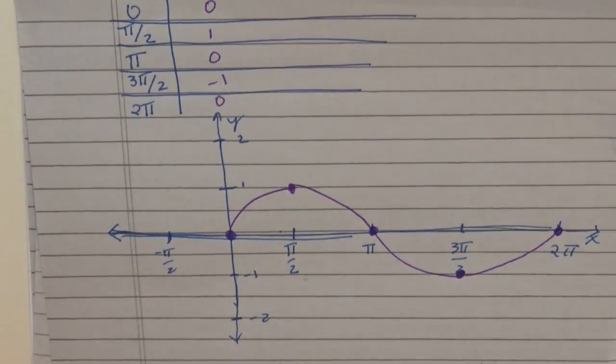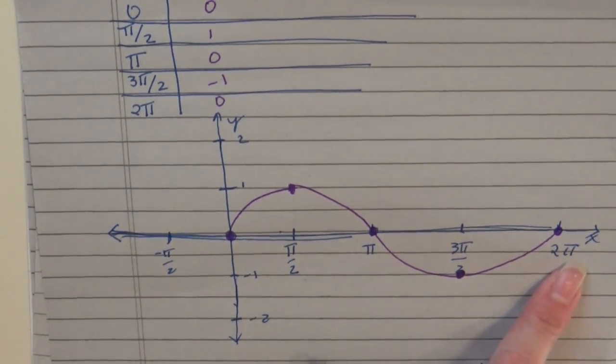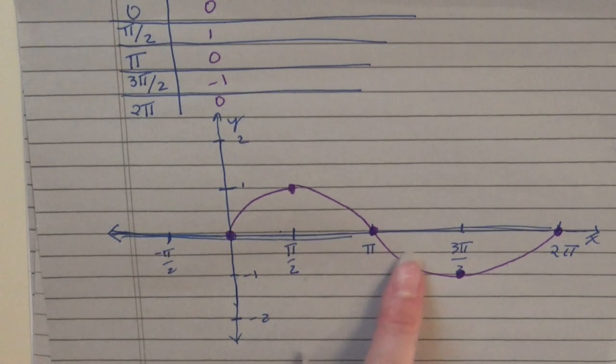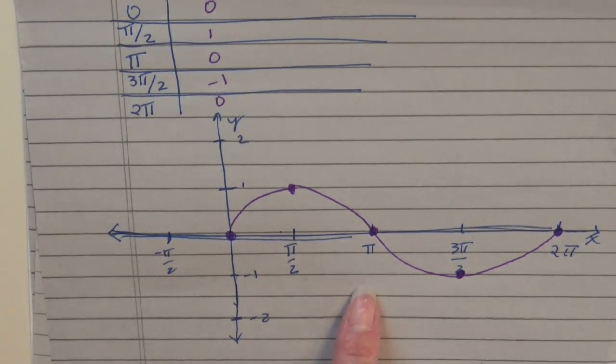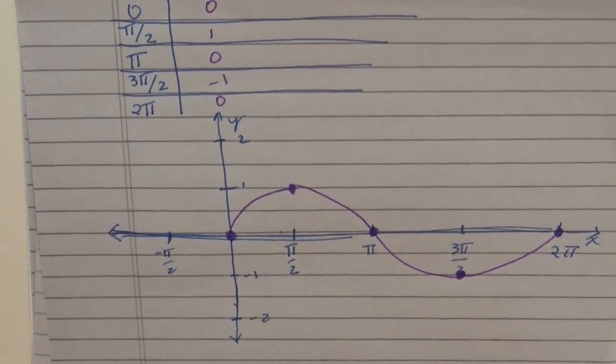So that gives us the sine function from 0 to 2 pi. And as we know from the unit circle, if we continue beyond 2 pi, it's just going to go around and give us the same y values again. Okay, so this is the graph of y equals sine x from 0 to 2 pi.